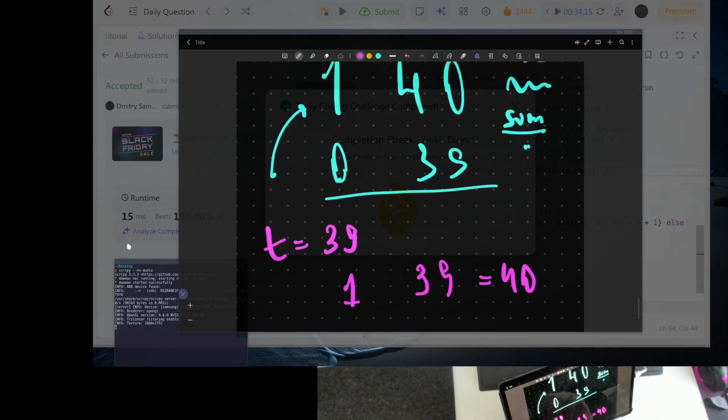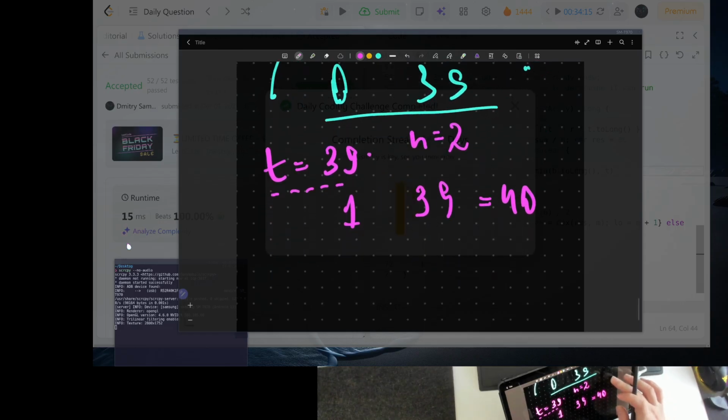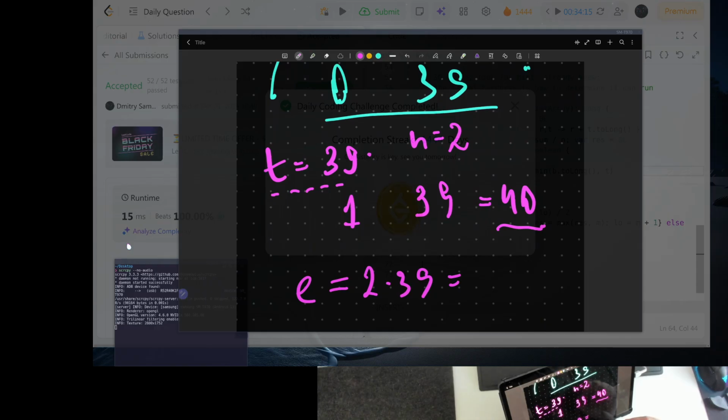Okay. It is T and the N is 2. And 2, this is our sum we can take from this battery theoretically. And the total energy we want is 2 by 39. It is like 70, I don't know, 78, of course, yes.